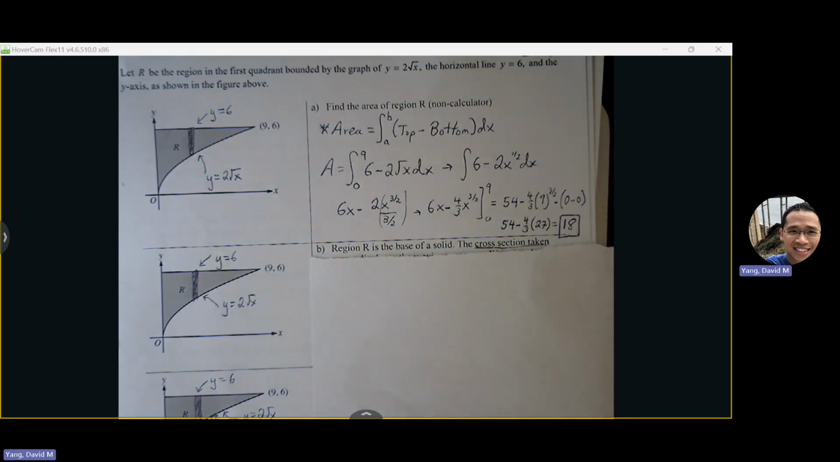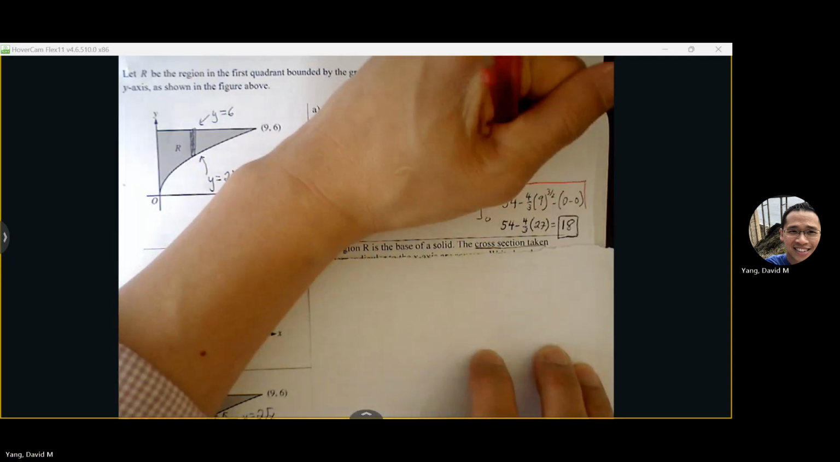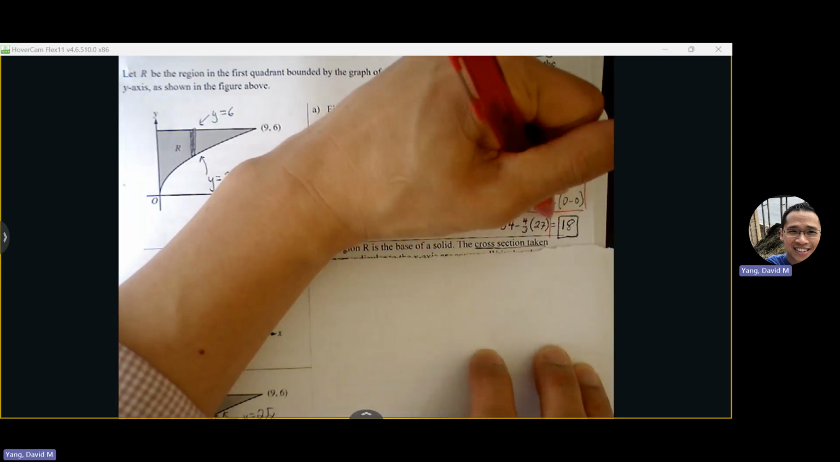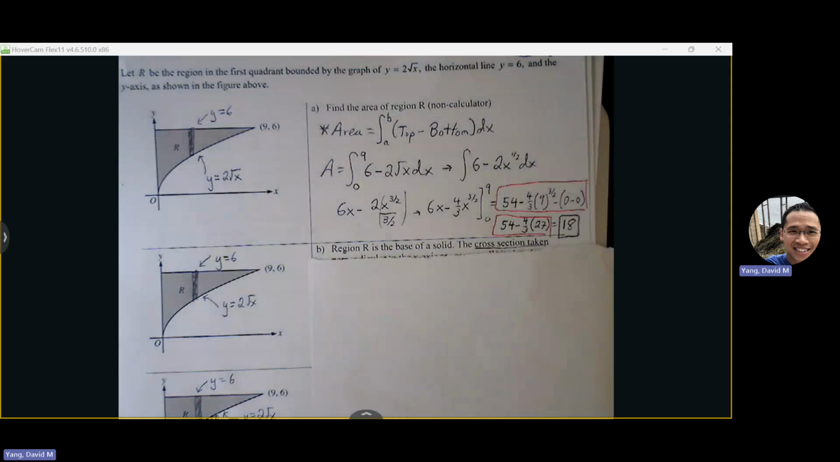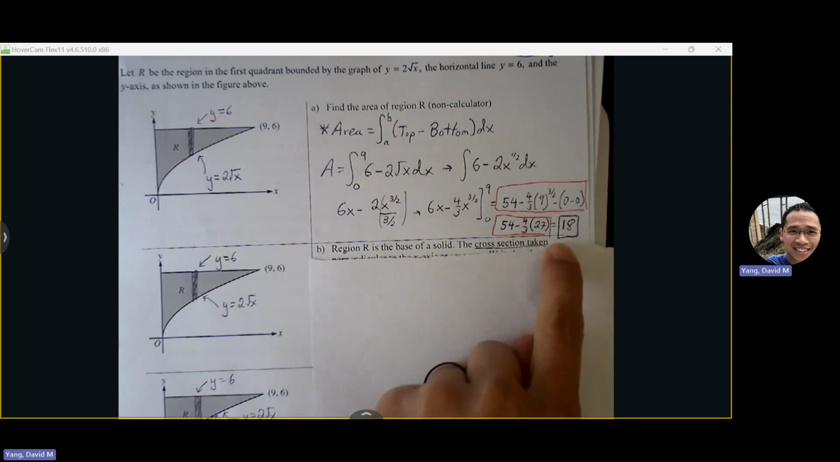6 becomes 6x. 2 root x, the same thing as 2x to the 1/2. We go through power rule for that. Add 1 to the exponent divided by the new exponent. Clean up that fraction, plug in your upper and lower bound. You could leave your answer in any of these stages. But I think it's good to practice getting it all the way down to a numeric answer, because if it's multiple choice, we have to get it all the way down to match our answer choice, right?